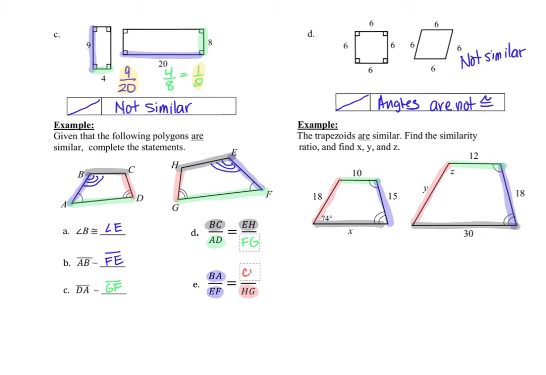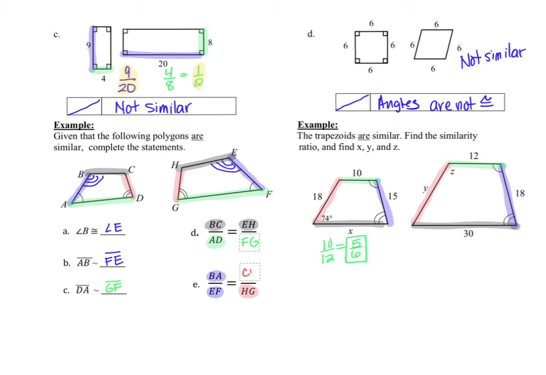So first, let's start with our similarity ratio. I'm just going to do this top side because those numbers look friendly. So 10 to 12, if I write that as a ratio, and then simplify it, we divide both of them by 2, I get 5 over 6. 5 over 6 represents my similarity ratio. I can use this ratio to help me find X and Y.